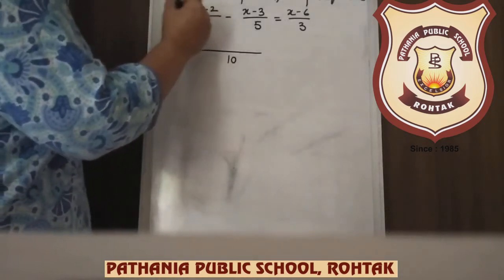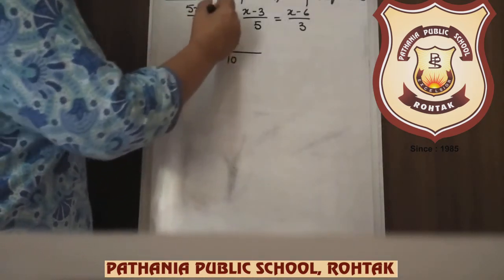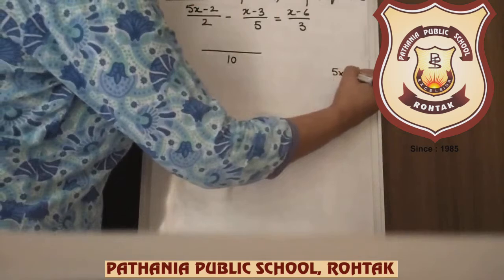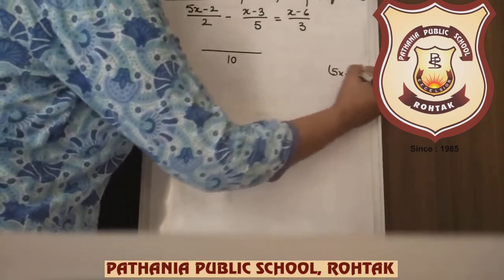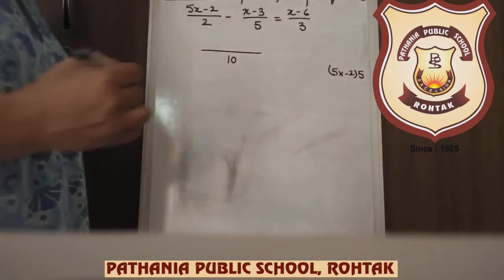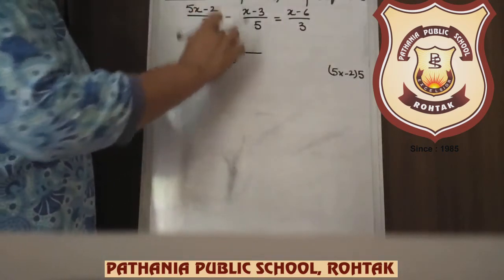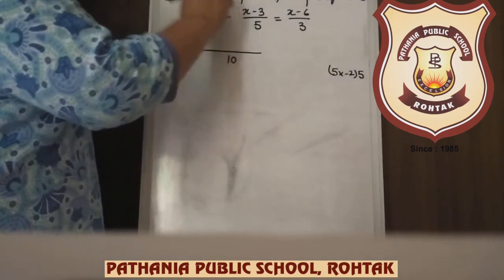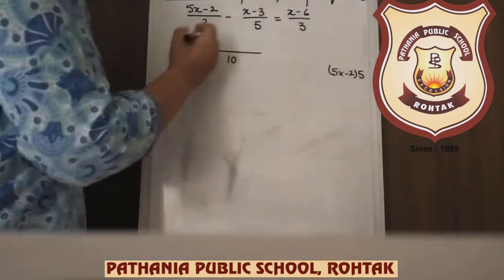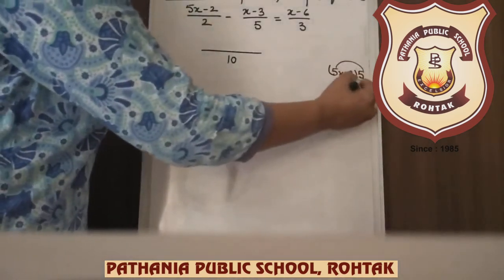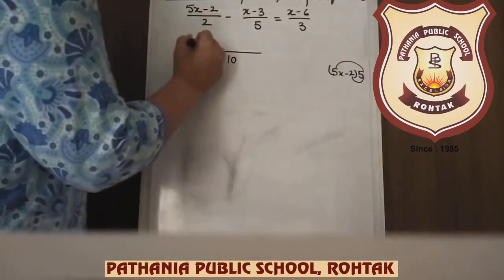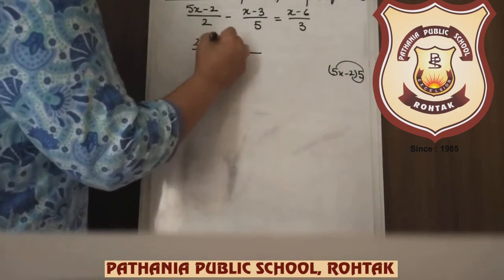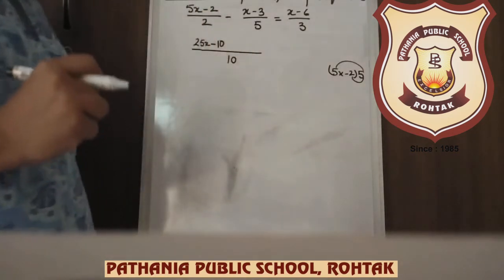Now here this fraction is to be multiplied with 5. So 5x minus 2 is also to be multiplied with 5. Clear? Because if I multiply 2 with 5, then only I will get 10. So the denominator is multiplied by 5, so the numerator will also be multiplied by 5. And what is my answer going to be? 5 is going to multiply each and every term. So this is going to be 25x minus 10. This is for my first term.